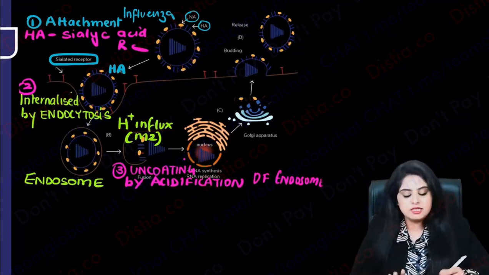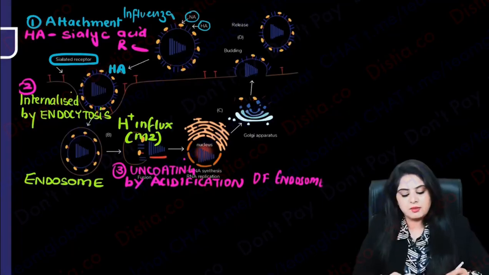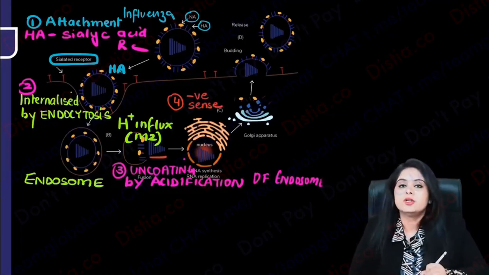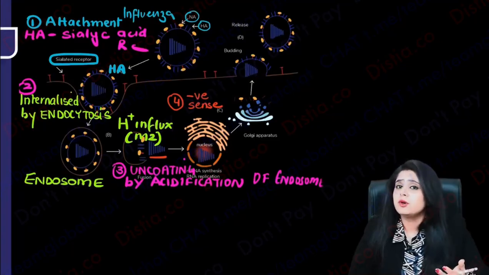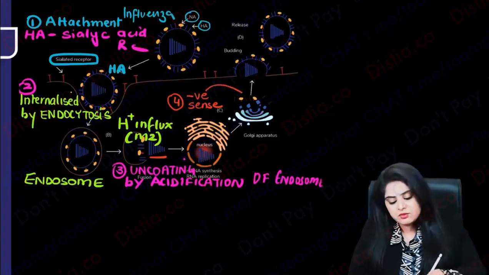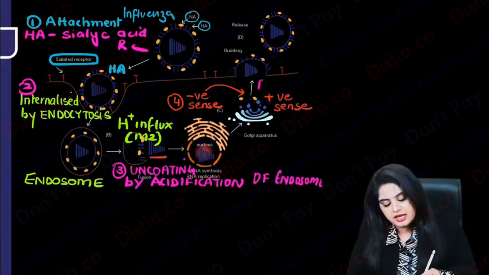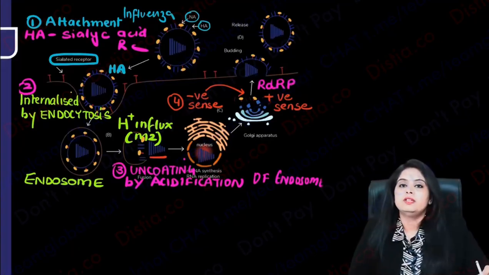But I told you one thing, okay, very good, uncoating done, RNA has come out. Step number 4 is that this was a negative sense RNA. This is the first sentence I taught you. I'm not interested in a negative sense RNA. If I have to make more molecules, I need a positive sense RNA. I will have to convert it into a positive sense RNA. And how is it done? This is done by RNA dependent RNA polymerase. RDRP is going to do this. Step number 4 is done.